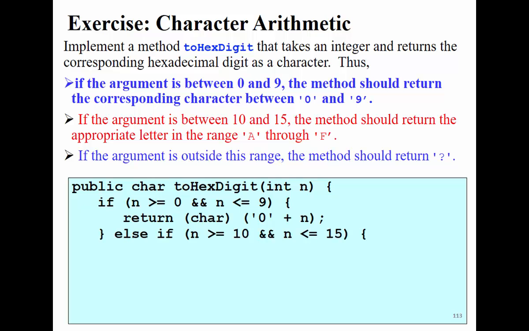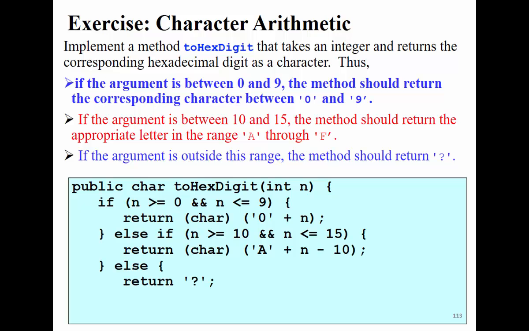We have an else if statement: if the integer is greater than or equal to 10 and less than or equal to 15, in this case, we're going to take the Unicode of A, and we're going to add 0 to A, 1 to A, up to 5 to A. Once we add 5 to A, we return F capital. We're doing character arithmetic, okay? We start to understand the characters as Unicode, and we add to and subtract from the Unicode. Else, we return the question mark.